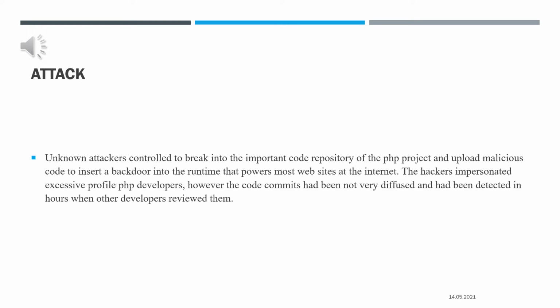Unknown attackers were able to gain access to the PHP project's essential code repository and upload malicious code that inserted a backdoor into the runtime that runs most websites on the internet. The hackers pretended to be high-profile PHP developers, but the code commits were not widely distributed and were discovered within hours when other developers reviewed them.